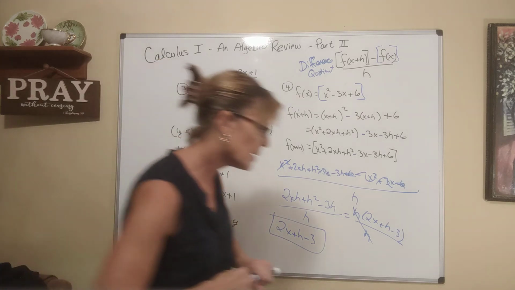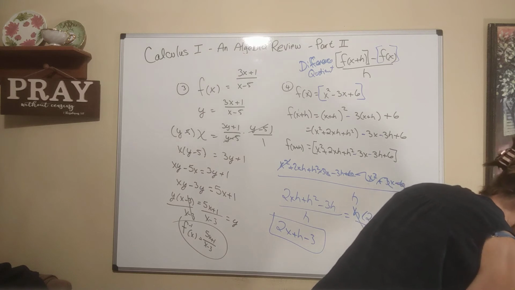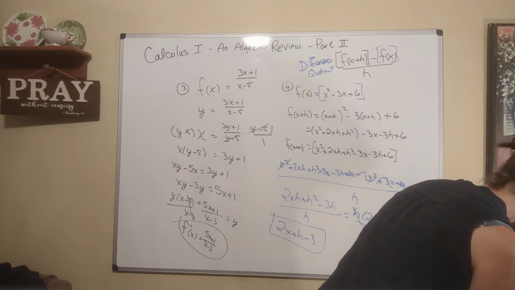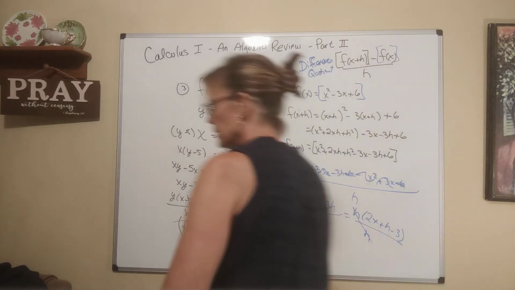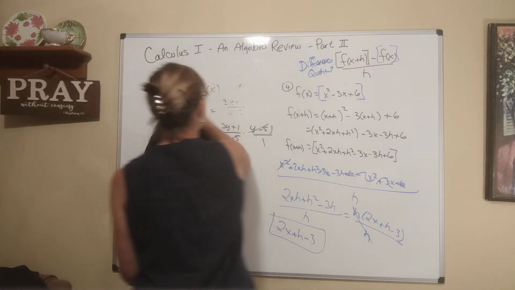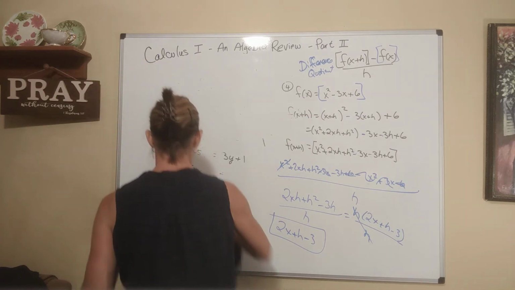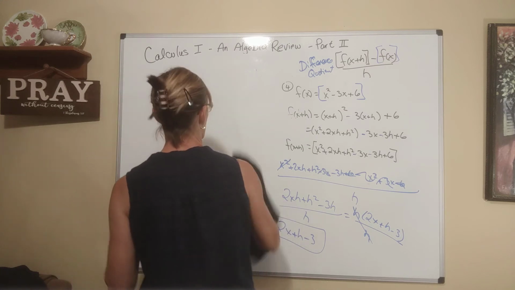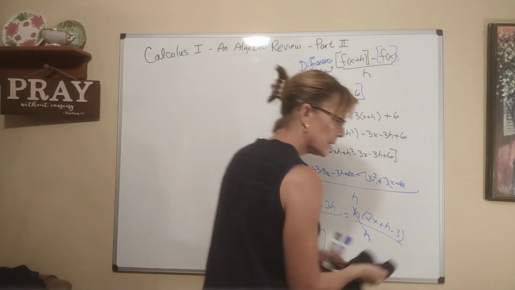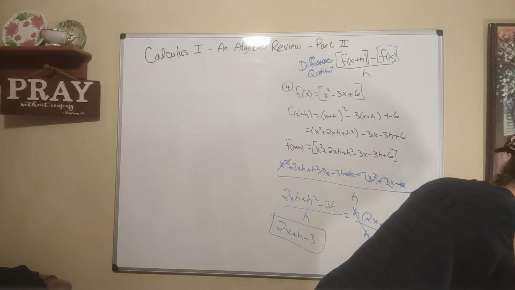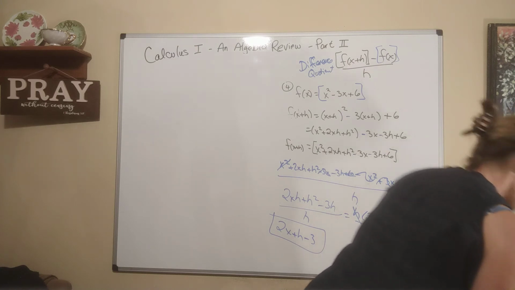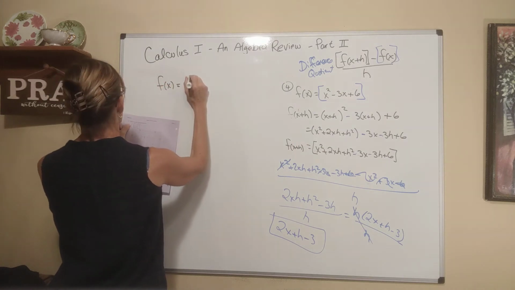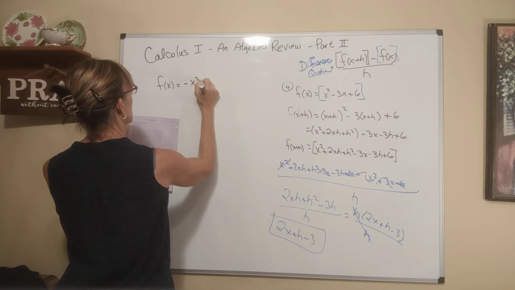All right, let's look at number 5 on the back. We are supposed to do some sketches. So this is reminding you how to sketch some basic functions. So let's just do that real quick. All right, let's see. A, sketch the graph of the given functions. We have f of x is equal to negative x squared plus 3.